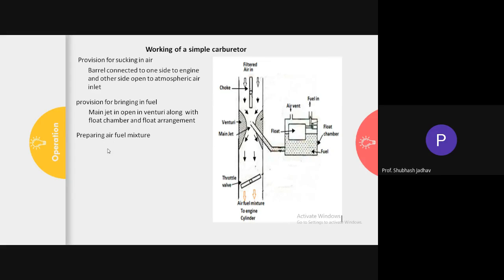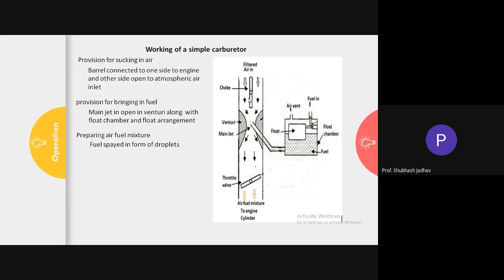Then there should be a provision for preparing the air fuel mixture. How is it done? Fuel is sprayed in the form of droplets. When the fuel is sprayed in the form of droplets, and air is coming from here, the fuel droplets and the air come into contact with each other. A lot of surface area is provided between the fuel droplets sprayed in this region and the air coming from this side. Therefore heat is absorbed by the fuel droplets, and due to this heat, the fuel in the liquid form is converted into vapor form.